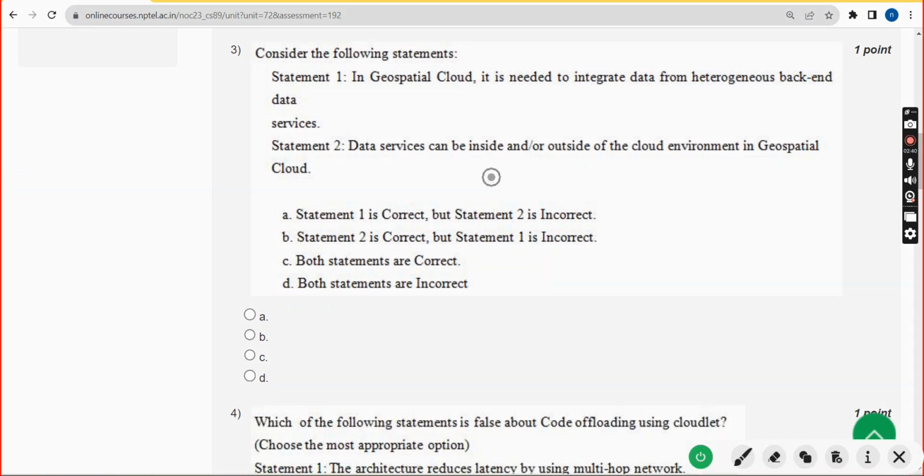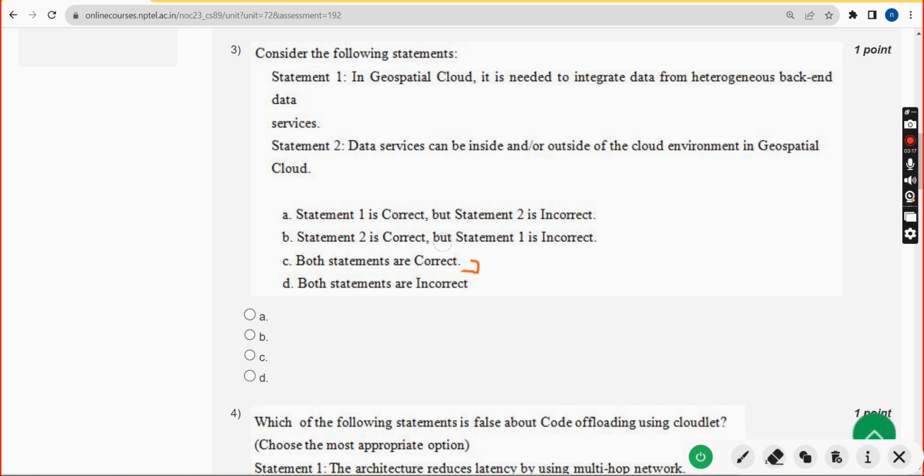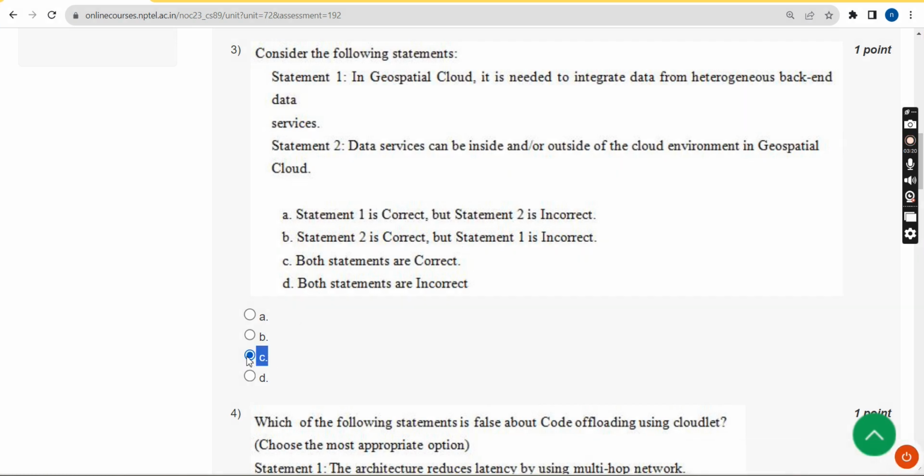So third one, consider the following statements. The first statement, in geospatial cloud, it is needed to integrate data from heterogeneous backend data services. And the other one, statement two, data services can be inside or outside of the cloud environment in geospatial cloud. So for third question, option C, both these statements are correct. So mark option C. Now let's move on to the fourth question.